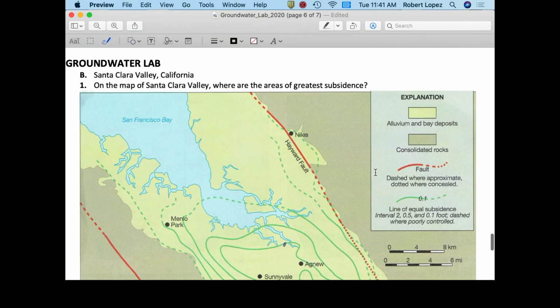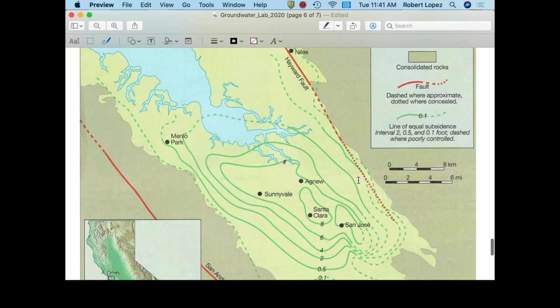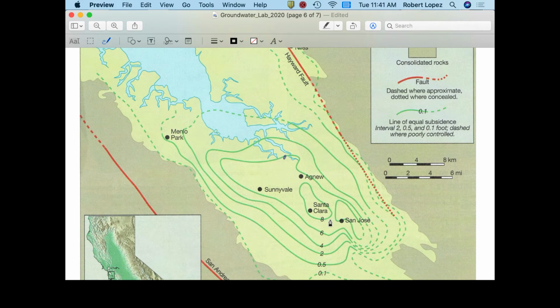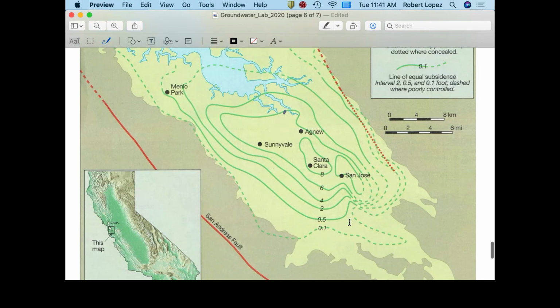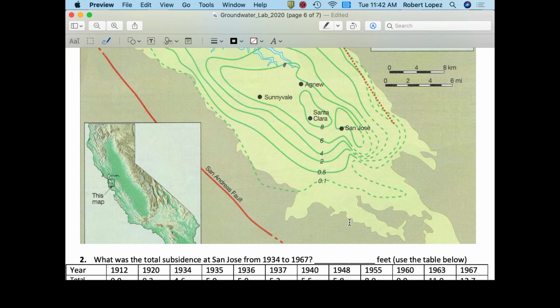The first question is, what part of the Santa Clara Valley has had the greatest subsidence? So you can see that we've had about 8 to 9 feet of subsidence in both Santa Clara and San Jose. That'll be the greatest. And then what has been the total subsidence between 1934 and 1967?